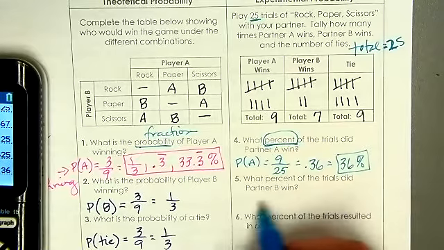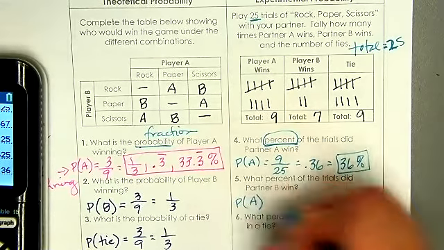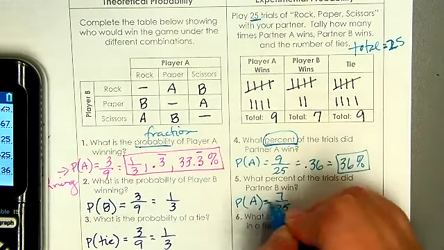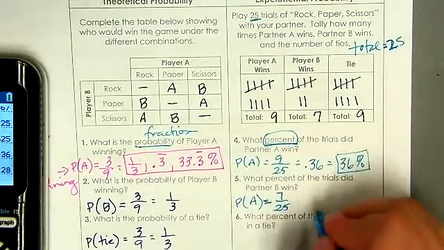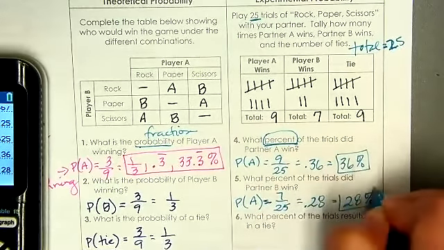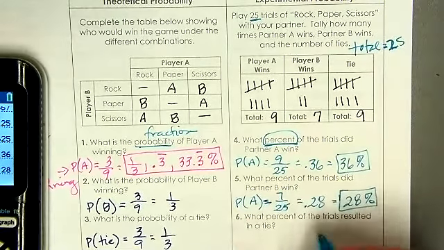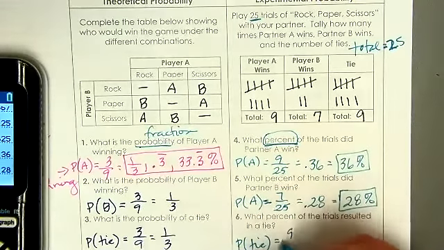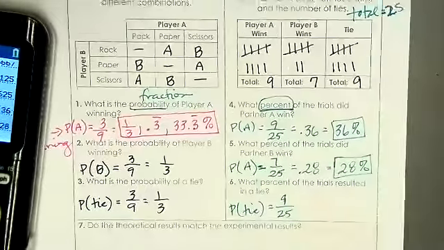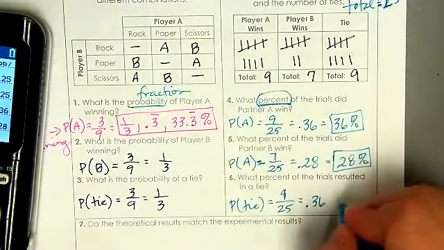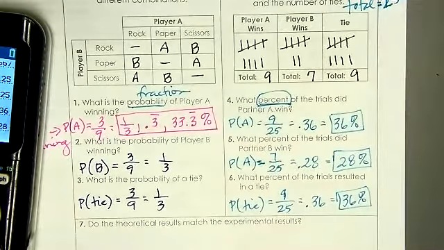Okay, what percent of the trials did partner B win? B is 7 out of 25. So I have to do 7 divided by 25, which gives me 0.28, which is 28%. And now what percent of the trials resulted in a tie? Well, this one happens to be the same, it's a 9, so I don't have to do any calculations because I've already done that work. I can just recopy it since it happens to be the same fraction. So we have 0.36, and that's 36%.